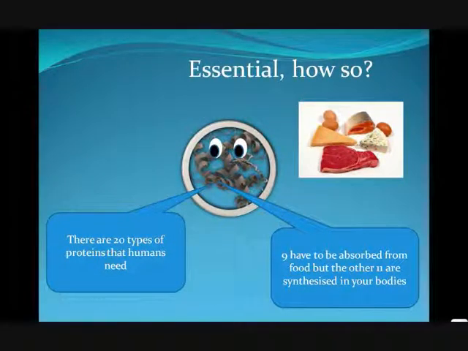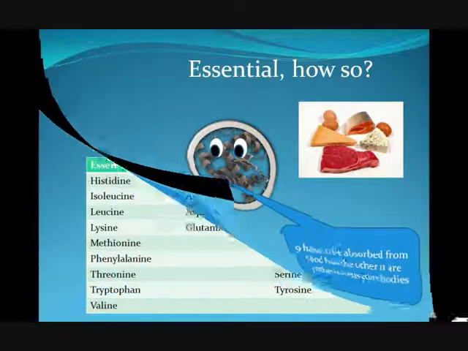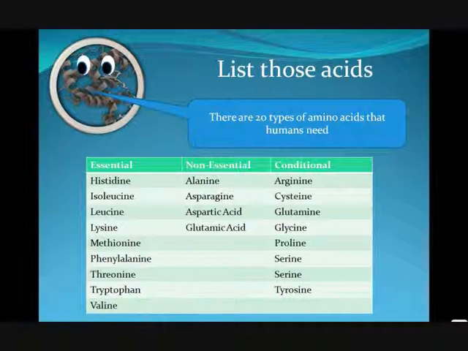Proteins are, as we know, made of amino acids. There are 20 types of amino acid that humans need. Proteins are found in most red meats, fish, dairy, and egg products. We have to eat protein because 9 of the amino acids that we need cannot be made within the body, and so are absorbed from food. The other 11 can be formed within the body. This is a table of all of the amino acids that the human body needs.